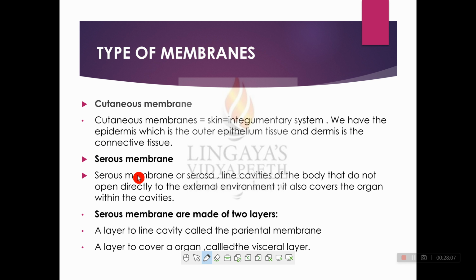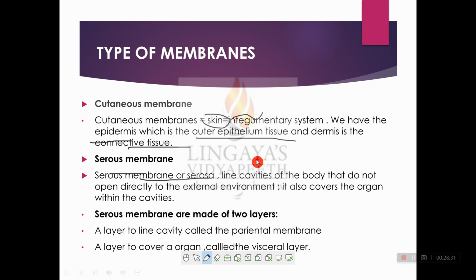The four types of membranes are the cutaneous membrane, serous membrane, mucous membrane and the synovial membrane. So talking about the cutaneous membrane now. Cutaneous membranes are present in the skin, or in the integumentary system. We have the epidermis, which is the outer epithelial tissue, and the dermis, which is the connective tissue.